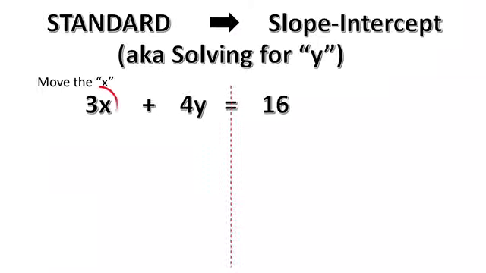Therefore, we're going to subtract 3 x's from both sides of our equation to keep it balanced. And we're left with 4y equals 16 minus 3x. Now keep in mind, this is equivalent. It's exactly the same as what we had before, because we've reduced both sides of our equation by 3 x's.